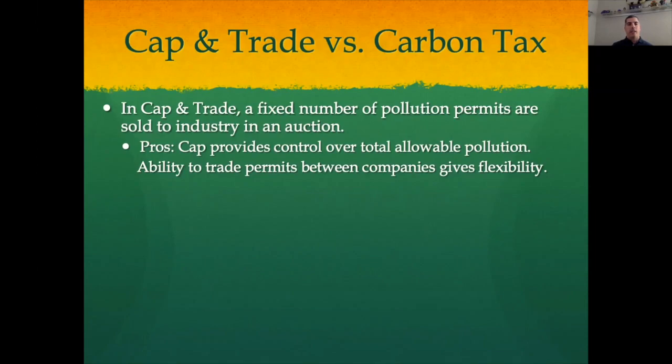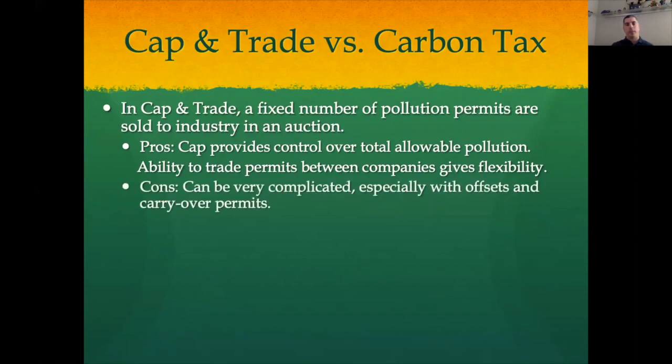And then there's also the flexibility for the companies participating in the cap and trade system to trade the permits back and forth. So if one company didn't buy enough permits, they can buy or trade permits with another company that bought too many. And so it gets more flexibility. So it's economically beneficial because of that flexibility.